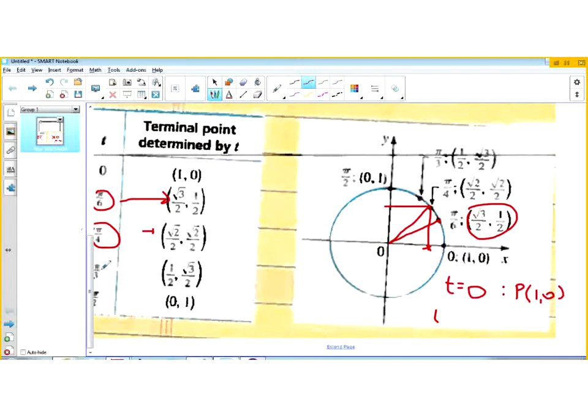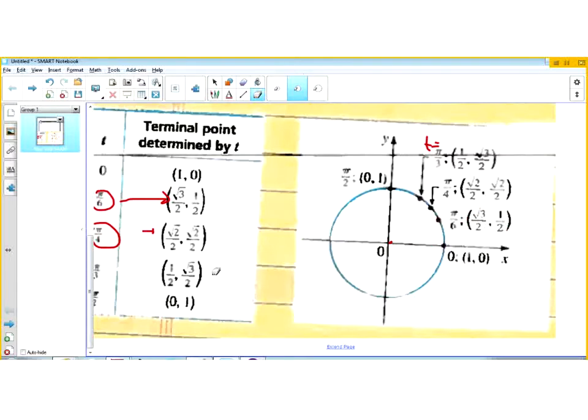And then right here, the coordinates of the terminal point for t equals pi thirds, which is 60 degrees. It's 1/2, square root of 3 over 2. And then finally in this table, it looks like it got truncated, but it's online, the coordinates of the terminal point where t is equal to pi halves, and that's (0, 1). All right, so we have this table.